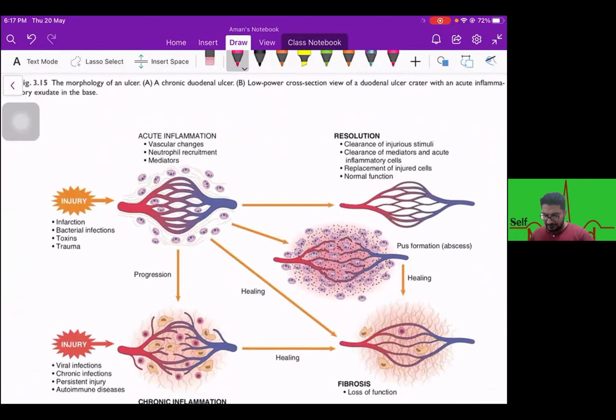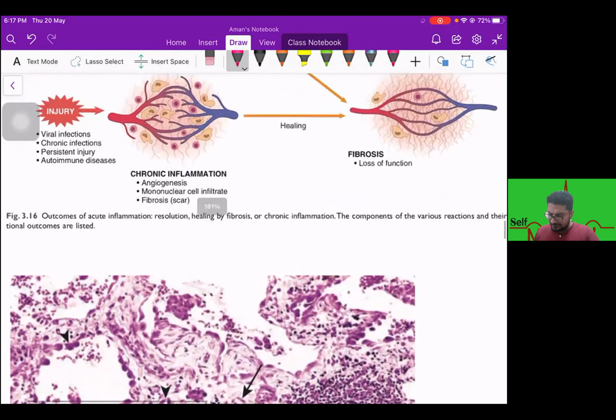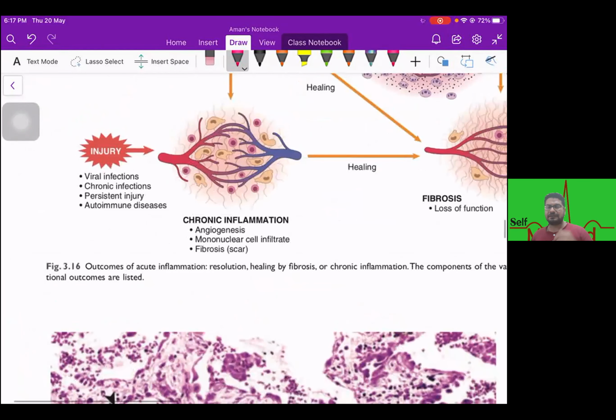And these changes I have already discussed. In chronic inflammation, what are the changes you will see? So these are the changes. The question they ask in a theoretical MCQ is an all-accept question. Remember: angiogenesis, new vessel formation, mononuclear cell infiltrate, and fibrosis. These are features of chronic inflammation.